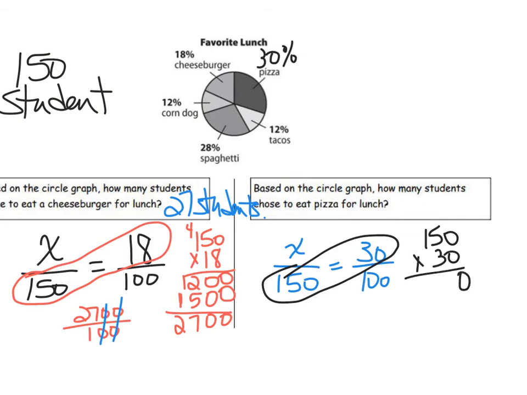Okay, so we're going to go ahead and multiply 150 times 30. So I'm going to go ahead and add the 0. Then do 3 times 0 is 0. 3 times 5 is 15. And 3 times 1 plus 1 is 4. Okay, now we're going to go ahead and divide that by 100. So that's going to be 45 students chose pizza.